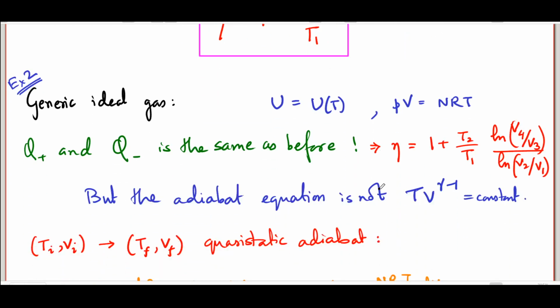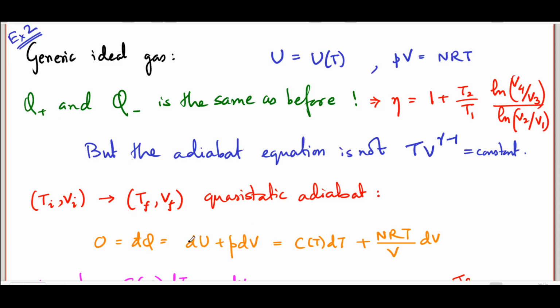properly. So let us consider the equation for an adiabat, at least in terms of temperature and volume, for a quasistatic adiabat in the case of a generic ideal gas, starting from an initial state with temperature Ti, volume Vi, to a state with temperature Tf, volume Vf. So đQ, as always, is dU plus P dV, and dU in this case is just heat capacity C of T dT. This is really Cv, but it doesn't matter as far as our calculation is concerned.